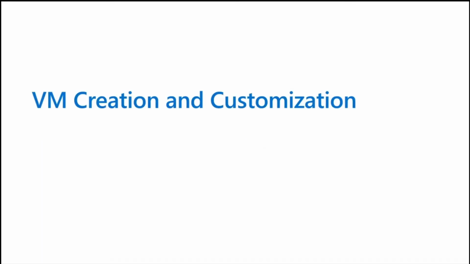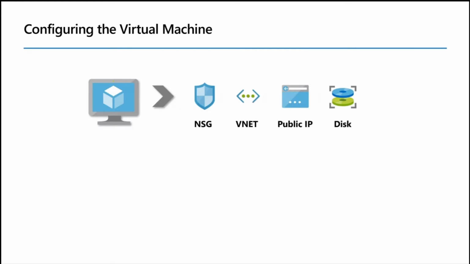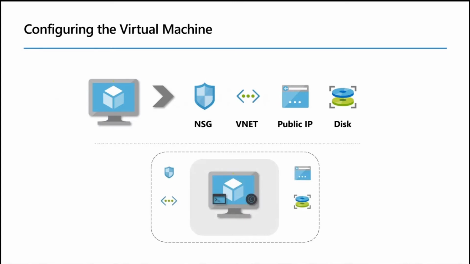So let's talk about the VM creation and customization. When you're building a VM, you have to configure it. Of course, you need a VM, but a VM on its own inside Azure requires a couple of other resources. One of these is the network security group. You need a VNet, a public IP, and a disk. And then you are going to configure your environment, right?